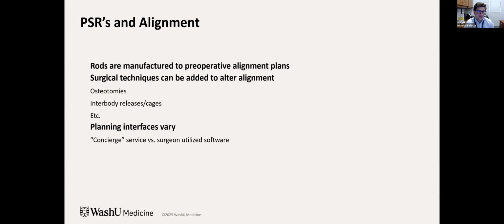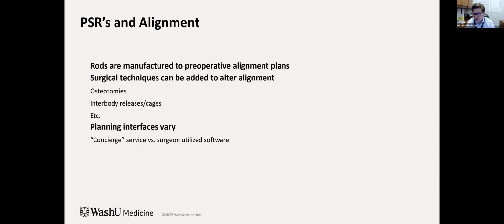In terms of patient-specific rods and alignment, rods are manufactured to preoperative alignment plans that, as a surgeon, you will come up with. Surgical techniques can be added to the plans to alter sagittal alignment of a patient. Those are the well-known things we're all used to: osteotomies, interbody releases, or cages, amongst other things. You can even just change the intervertebral disc angle of each level, depending on the known or suspected flexibility of each level. And then planning interfaces can vary.